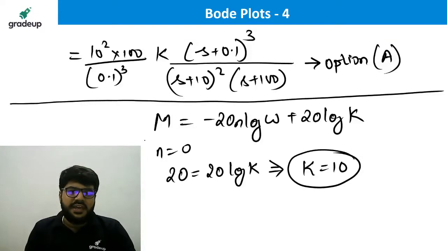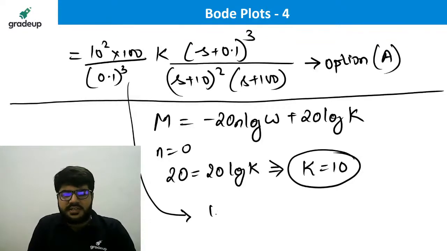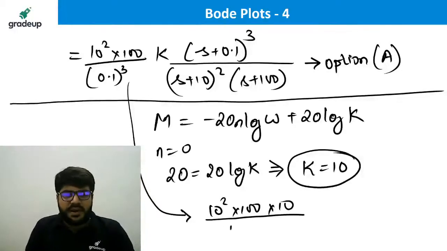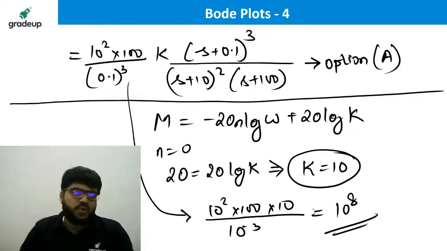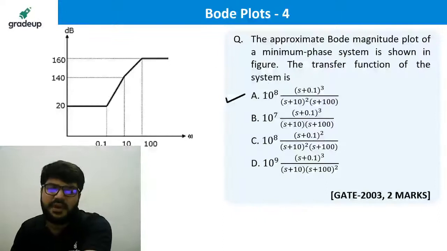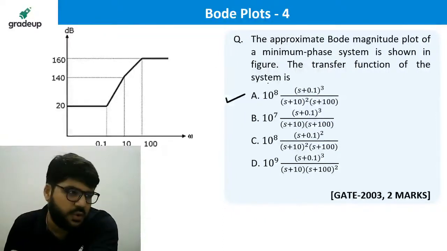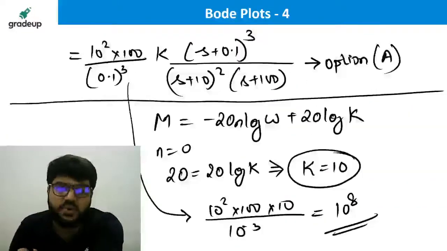Okay, and if K is 10, what is the overall constant? It is 10 square into 100 into 10 divided by 0.1 power 3, that is 10 power minus 3. So see, 5, 6, 7, 8. Yes, 10 raised to the power 8. So total detail is available with you. 10 power 8 also came. But that is not required, especially if you are solving an MCQ question. Go forward with matching the option. That's it.